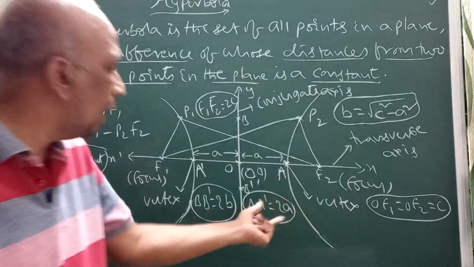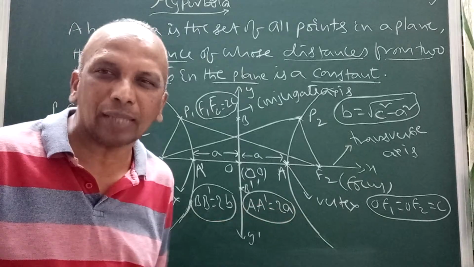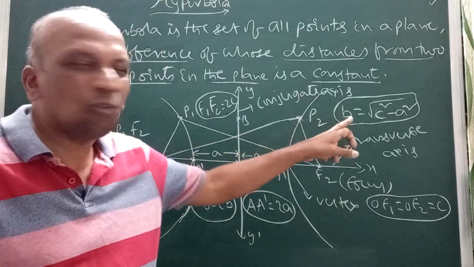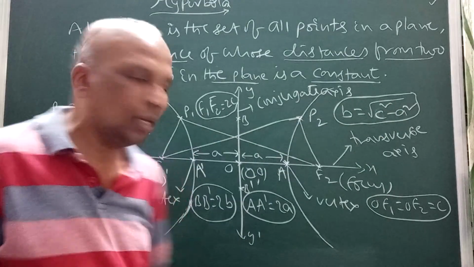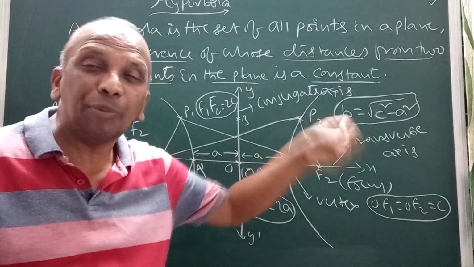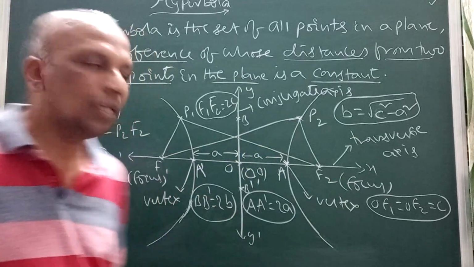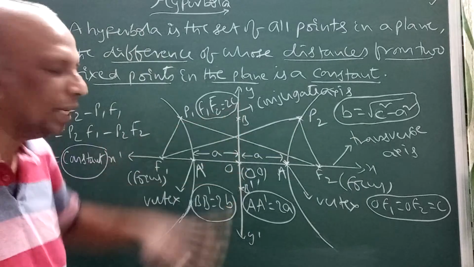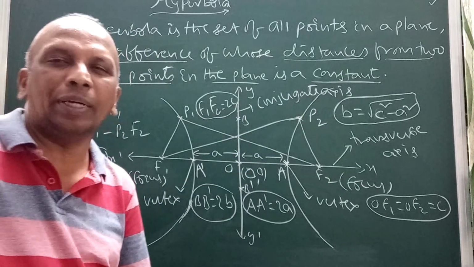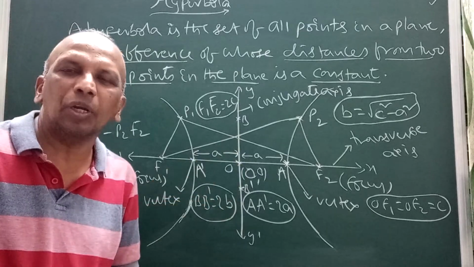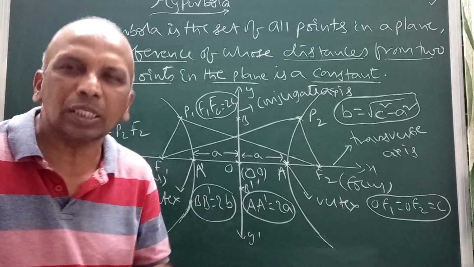You can see AA dash is the length of the transverse axis. After defining the A and C values, we define the value of B as the root of C square minus A square. Then B is called the length of the semi-conjugate axis, and 2B is called the length of the conjugate axis. This is the conjugate axis, with points B and B dash, and BB dash is equal to 2B. So these are the things here.